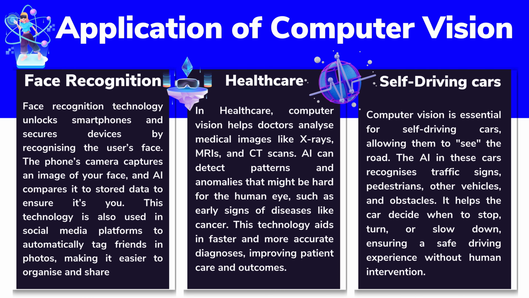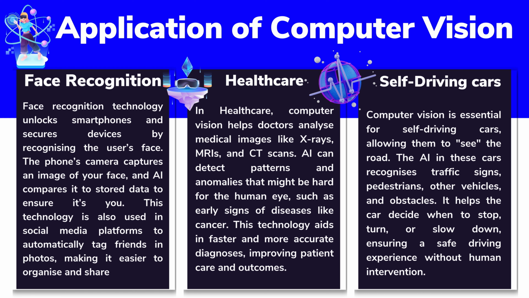Applications of computer vision. Face recognition. Face recognition technology unlocks smartphones and secures devices by recognizing the user's face. The phone's camera captures an image of your face, and AI compares it to stored data to ensure it's you. This technology is also used in social media platforms to automatically tag friends in photos, making it easier to organize and share memories.